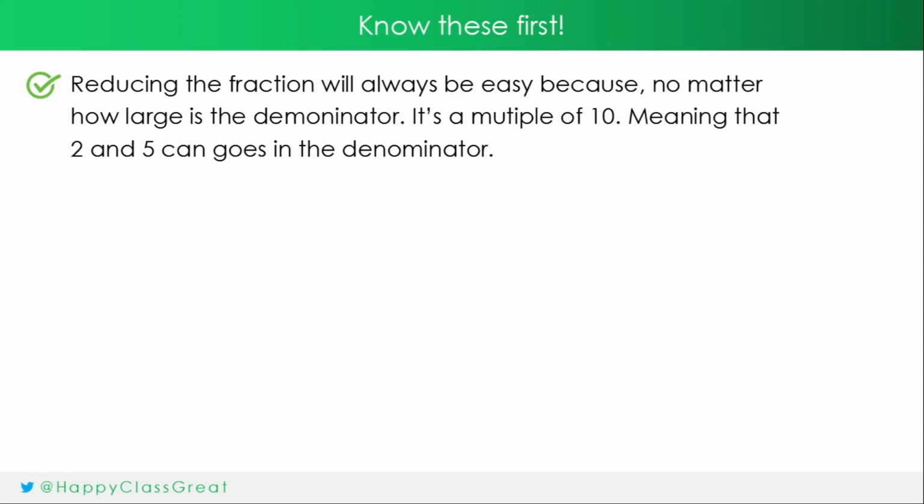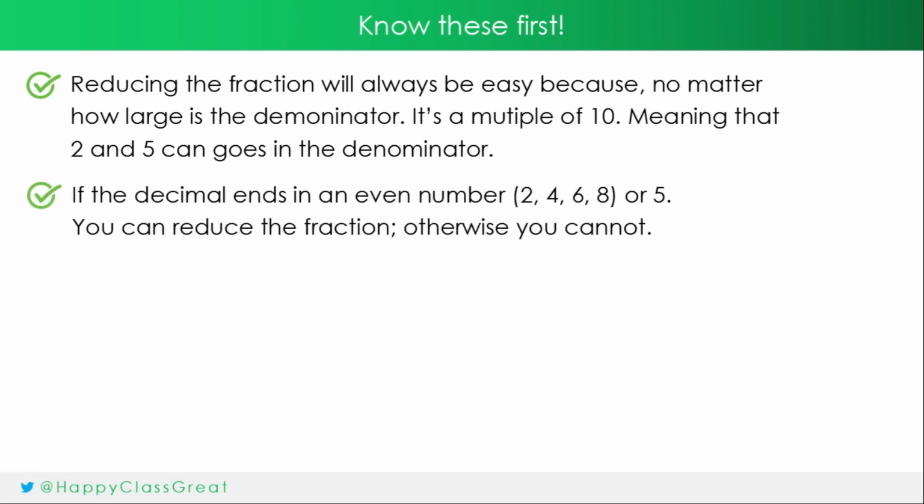It always has to be a multiple of 10, meaning that 2 goes in the number and 5 also goes in the numerator. That means you can easily divide it by 2 and 5. Don't worry, I will give you an example on that and you will understand it. But just keep all these things in mind.